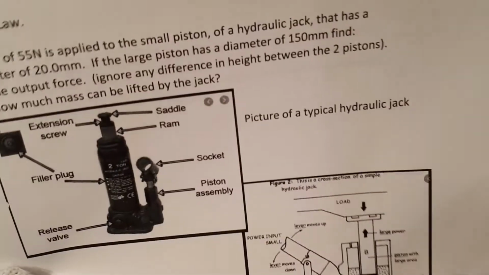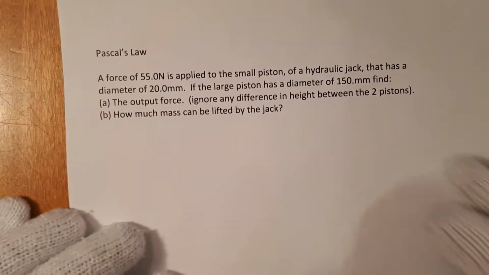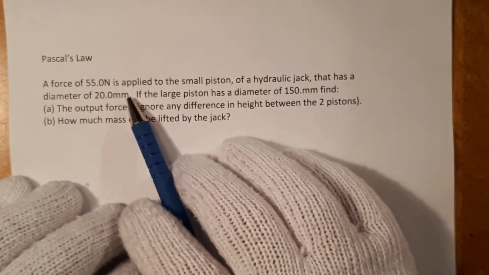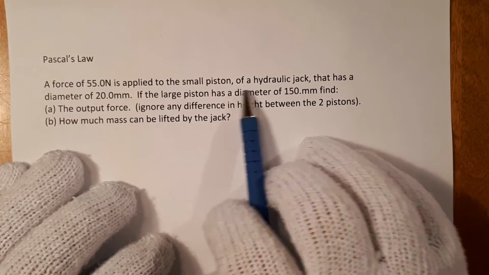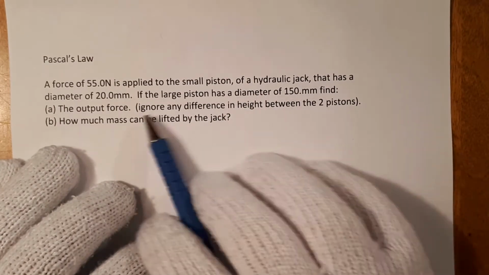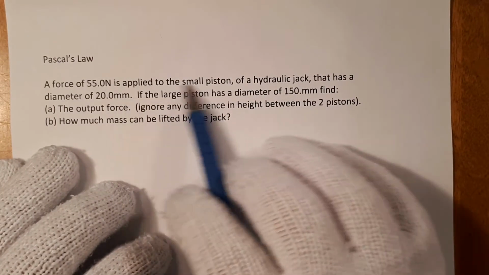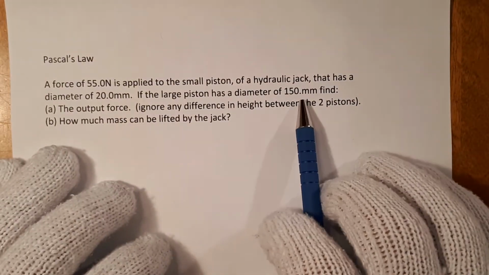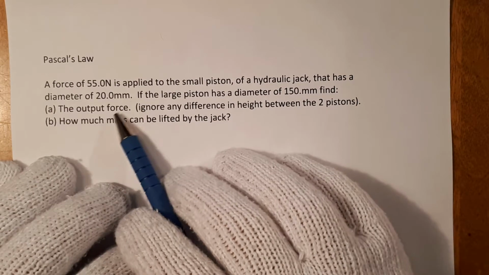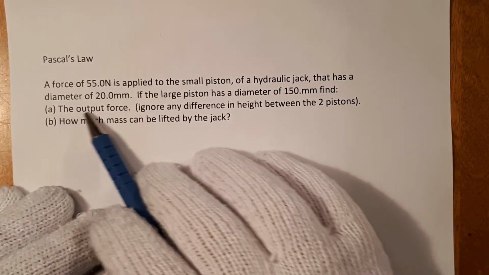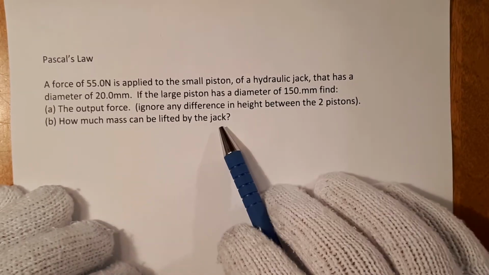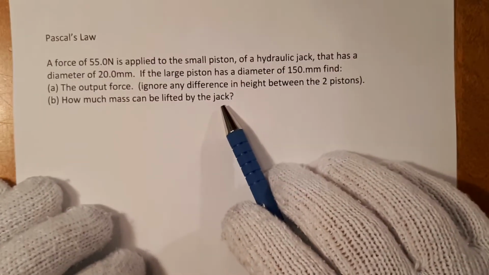So let's have a look at the word problem itself now. Here it is. A force of 55 newtons is applied to the small piston of a hydraulic jack that has a diameter of 20 millimeters. That is, the small piston has a diameter of 20 millimeters. If the large piston has a diameter of 150 millimeters, find A, the output force. I'm only going to find A for this particular video. I will leave the rest in postings. So let's have a look now.